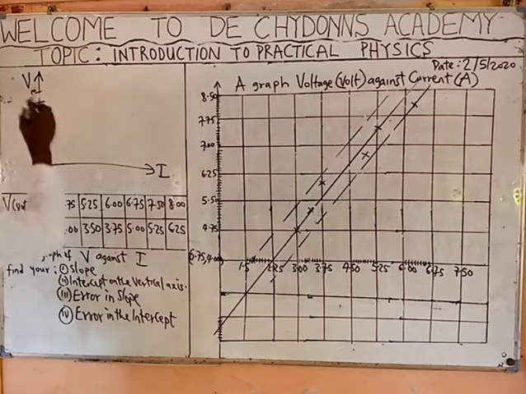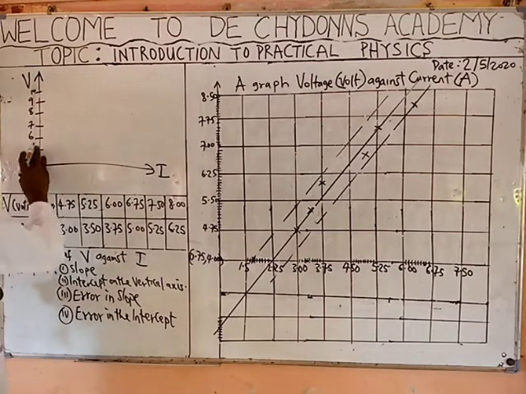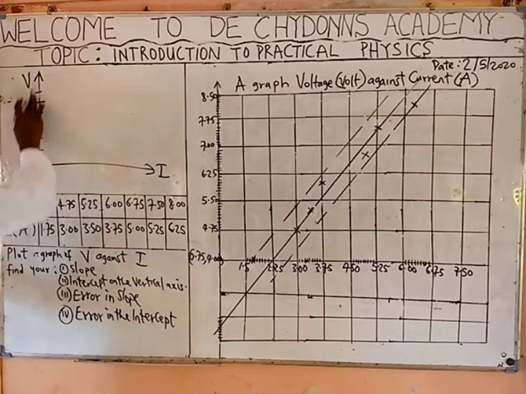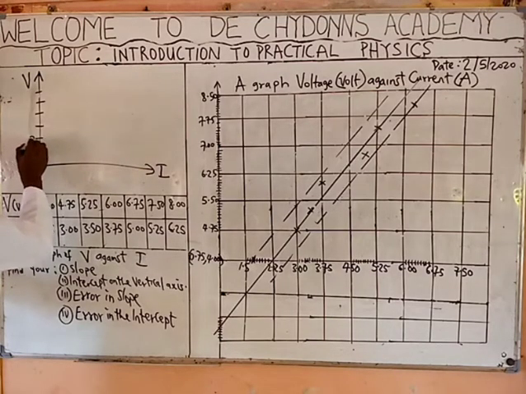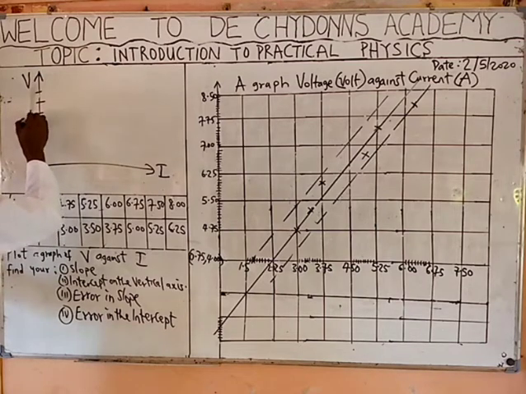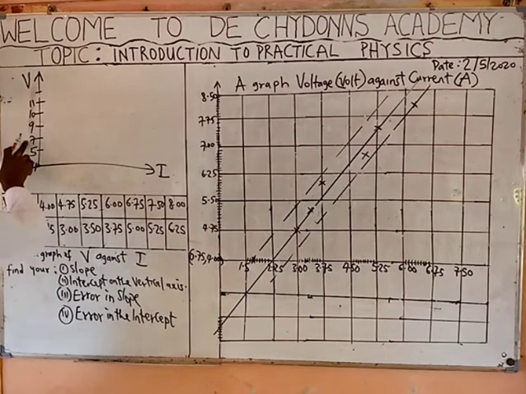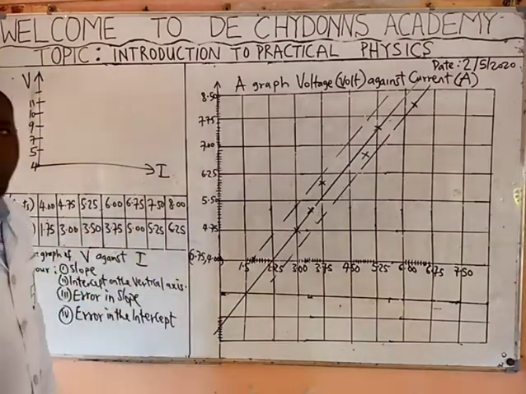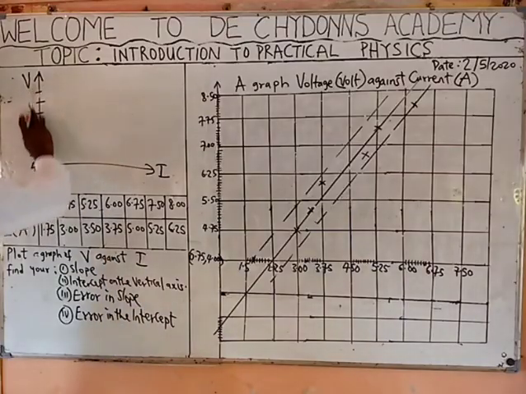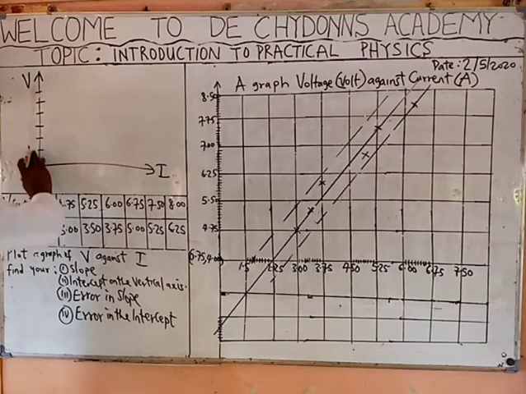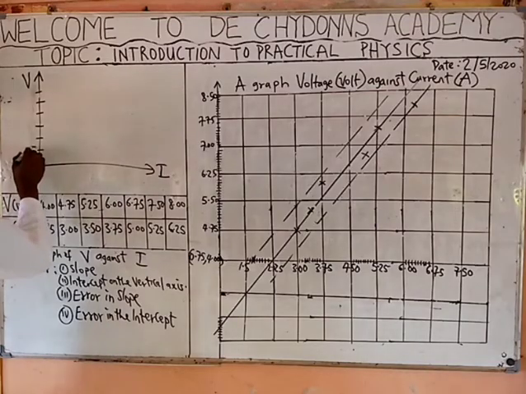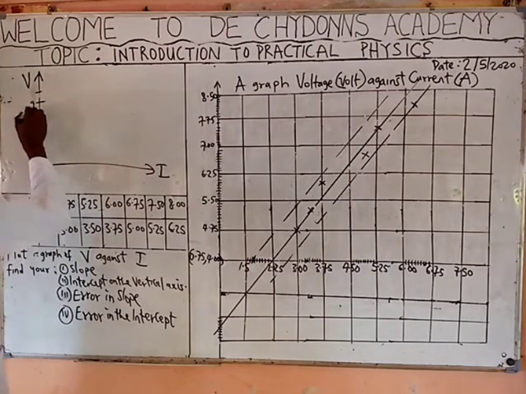If you come and start writing something like this, maybe you write 5 here, write 7, write 9, write 10, write 11, you see that this is not in a uniform form. That is, 5 minus 4 is 1, 7 minus 5 is 2, 9 minus 7 is 2, 10 minus 9 is 1. So they are not in uniform. So what you do is that you ensure that you use an appropriate scale that will make them to be in uniform. 5, 6, 7, 8, 9, 10.